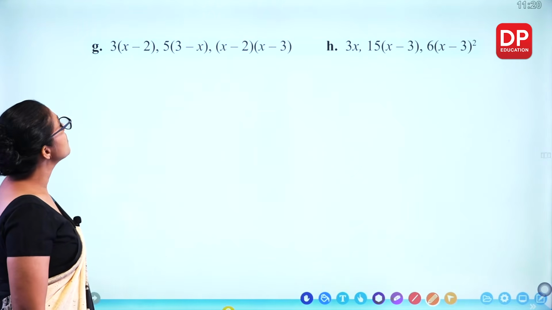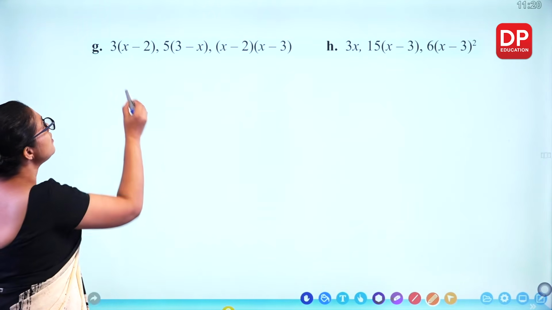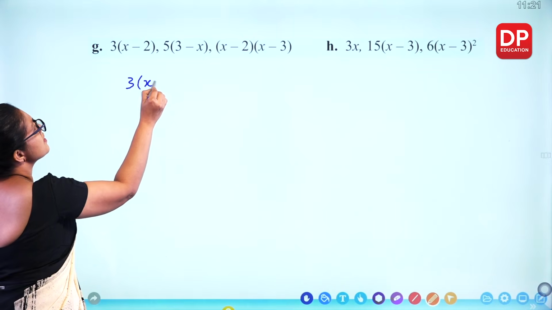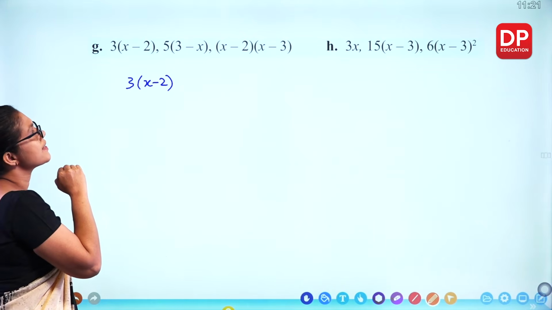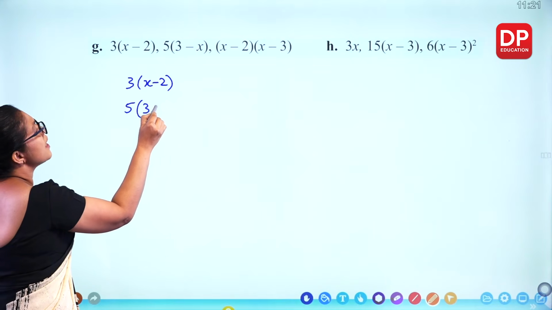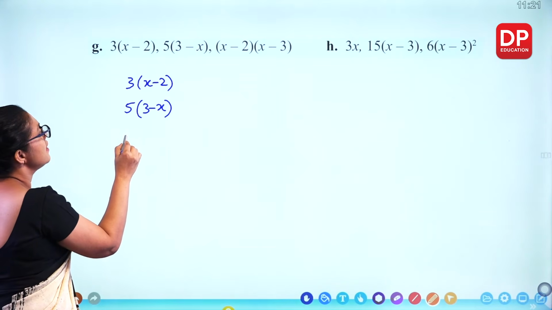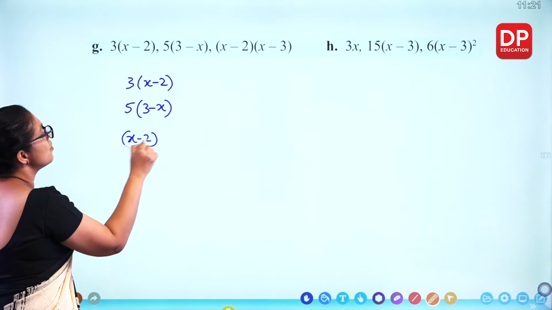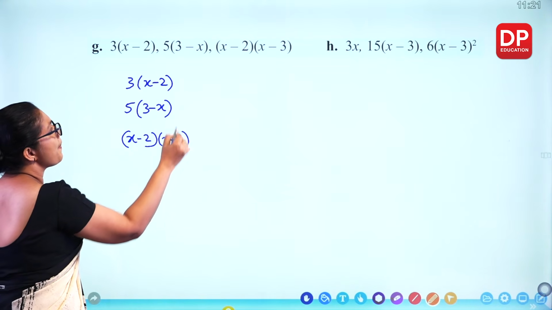Now we'll take this one. Again you get three expressions. One is 3x minus 2. What's the other one? 5, 3 minus x. Third one, x minus 2, x minus 3.